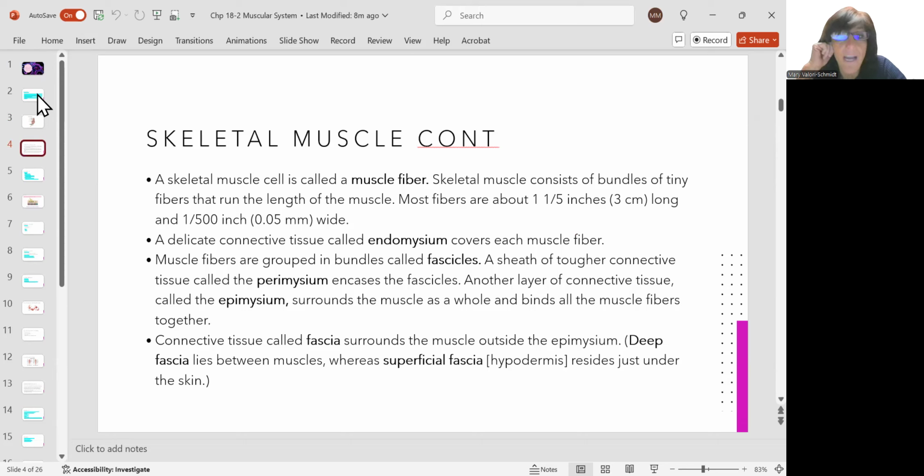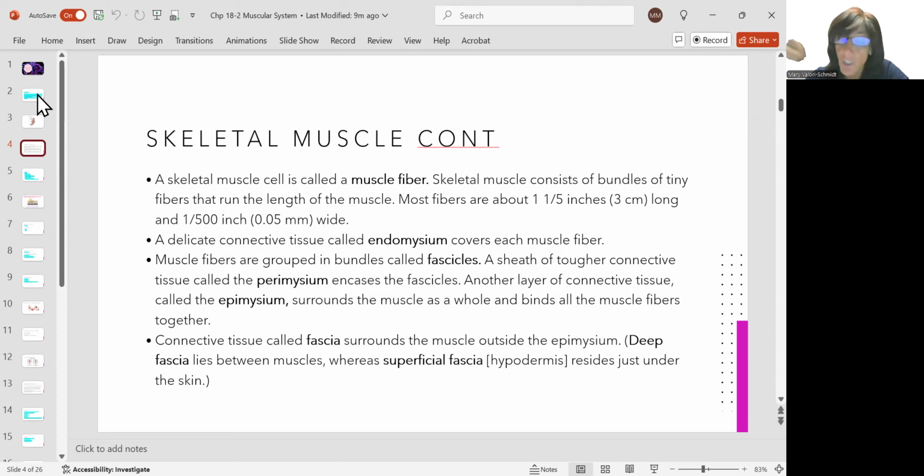So skeletal muscle has bundles of fibers, and most of the fibers are about 1 inch to 1 and 1/5 inches long. They're very delicate tissues around that endomysium, and they're grouped together in bundles called fascicles. Like I talked about earlier, the tougher layer is the perimysium around it. And then the top layer of all of it, keeping it all together, is the epimysium. For A&P purposes, make sure you know the epimysium is the outermost layer, then the perimysium, and then the endomysium. You can remember it because endo means inside or within, okay?